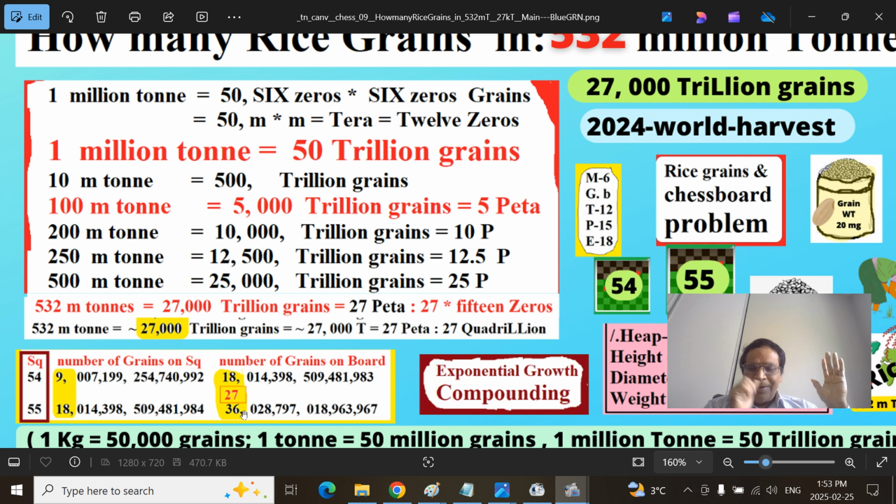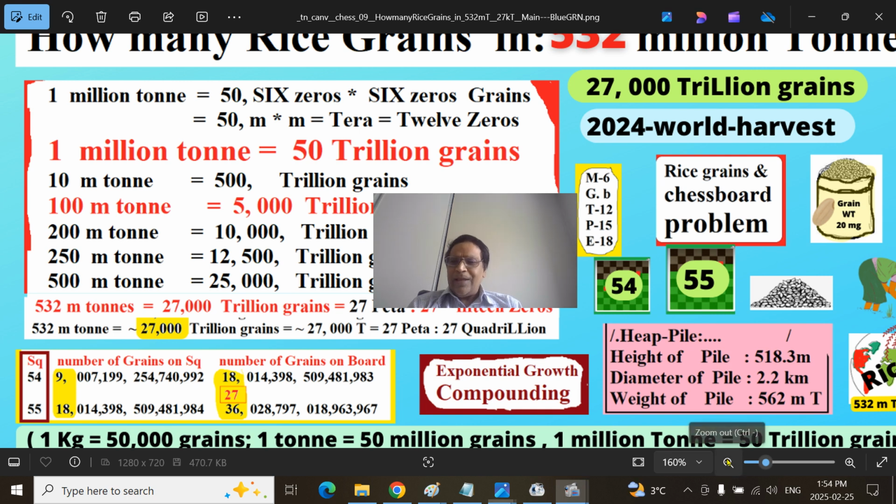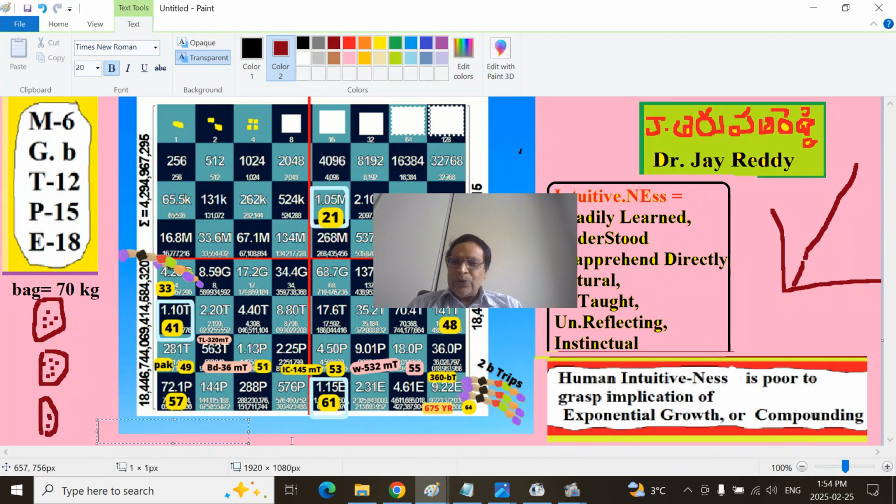That is roundabout 568 years more you have to harvest to fill the entire chessboard. How we come to that conclusion, we will see in the next video. So this is very, very critical. That means generally humans lack intuitiveness to comprehend compounding.